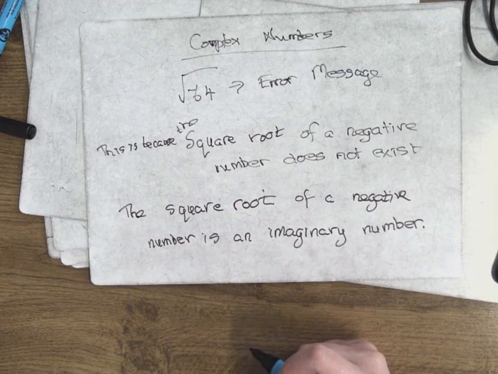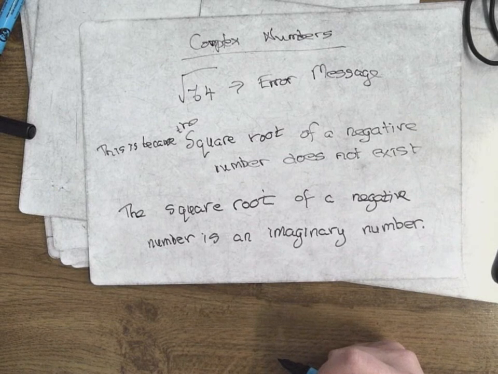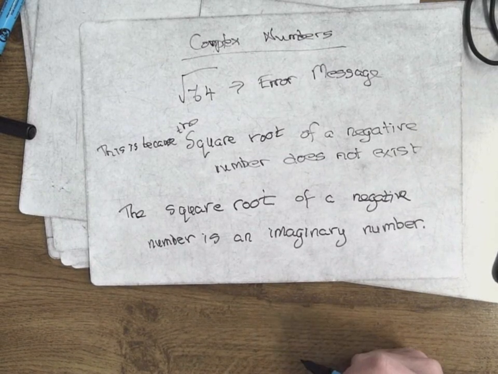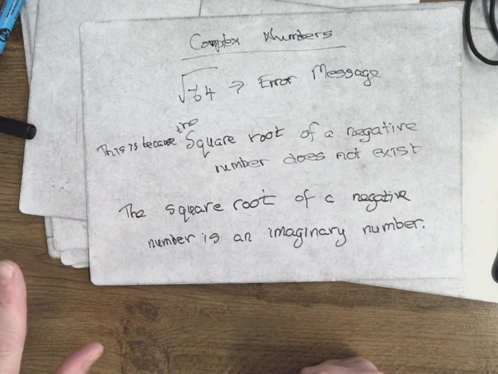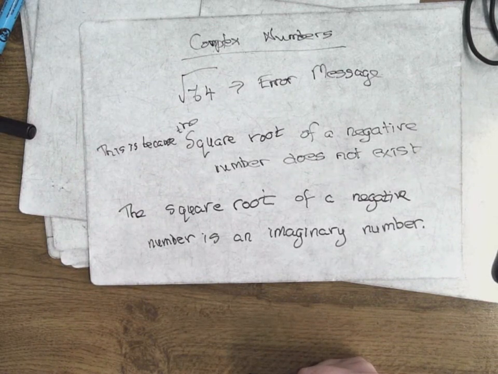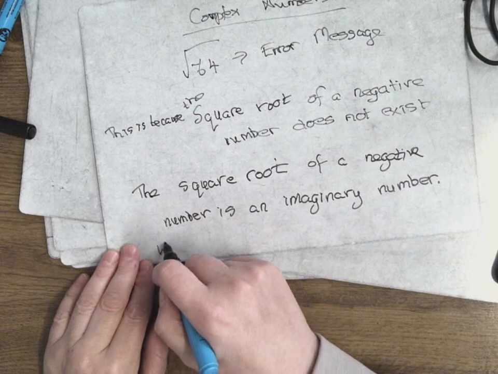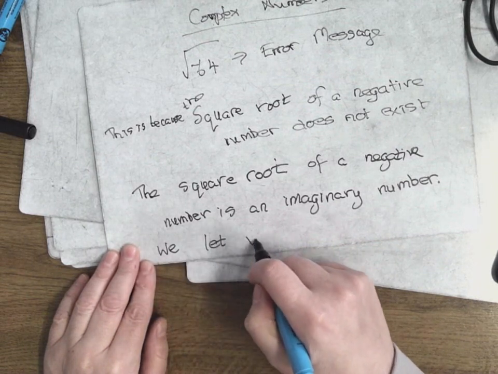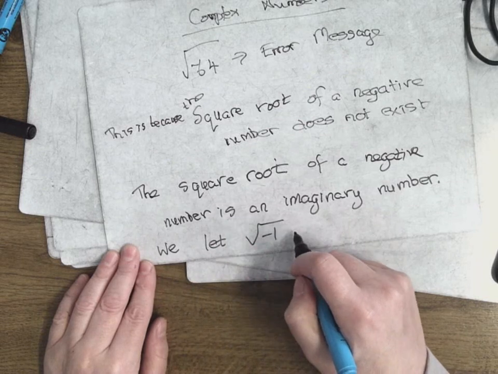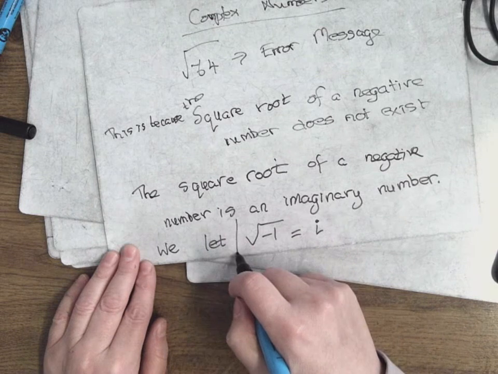Okay, so I'm talking about imaginary numbers. In this chapter, complex numbers is basically a real number and an imaginary number. So I'm telling you about imaginary numbers first. The square root of a negative number is an imaginary number, and we let the square root of -1 equal the letter i for imaginary.